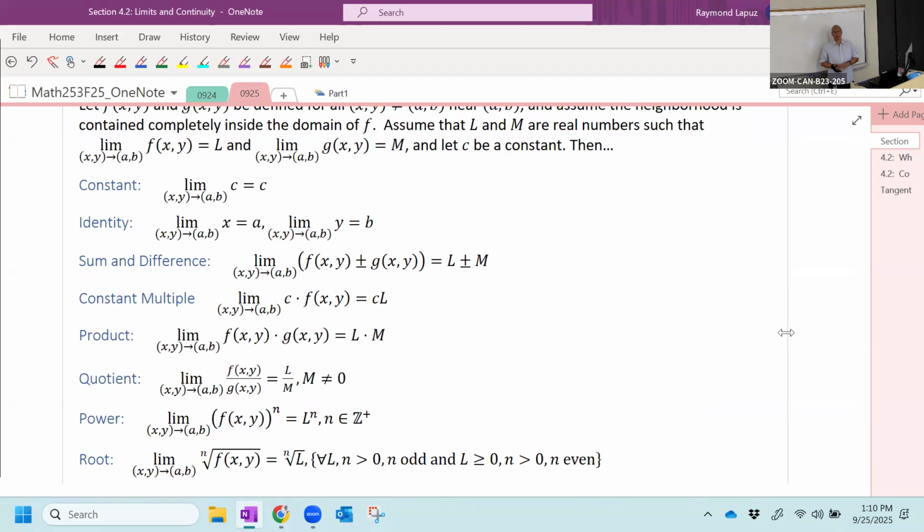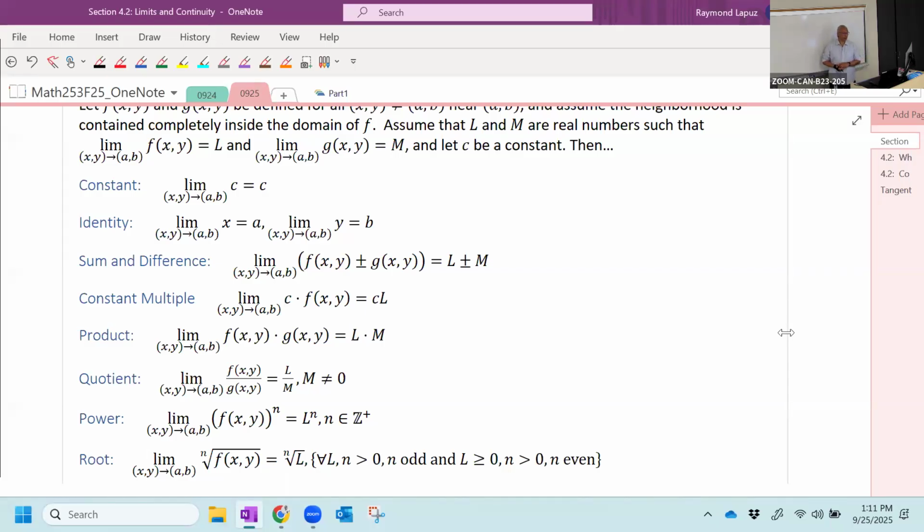And these limit laws really just allow us to put in the values for x and y. Now, if you put in the values for x and y and you don't get a 0 over 0 or anything weird like that, then that's great. That's your answer. But if you do put in the values for x and y and you get a 0 over 0, then we have to try to do something else.